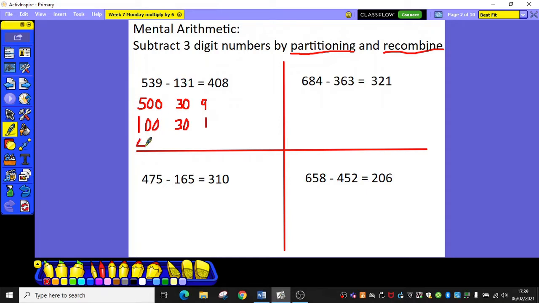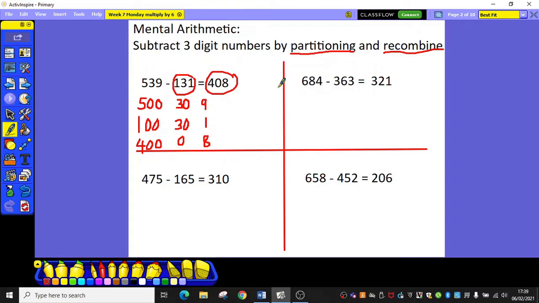And I can do that in my head, store the answers. So obviously 500 take 100 is 400, 30 take away 30 was 0, 9 take away 1 was 8. And then I recombine it, which means put it back together to get my answer. And really important, we're using that inverse operation to check, do my two numbers add up to make 539? And I can see that they do.